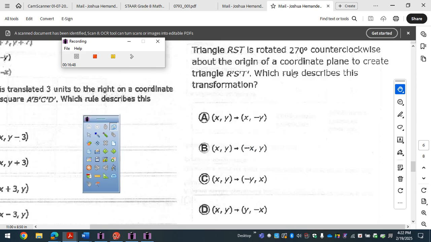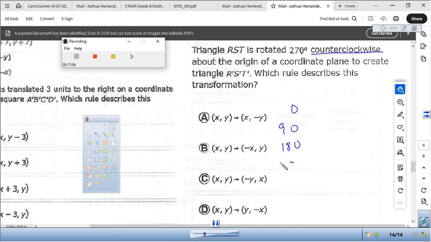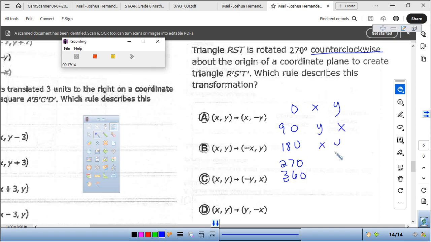Ooh, counterclockwise. I saw this last year, guys. First time it ever came out on the test, counterclockwise, right? So we're going to remember the rules, and counterclockwise is the same thing as clockwise, just the opposite direction, but the same way to set it up. So we're going to go 0, 90, my bad, 180, 270, 360: xy, yx, xy, yx, xy. When that happens, the first and the last, nothing changes. The middle one's 180, but that one's like a dead giveaway, right?